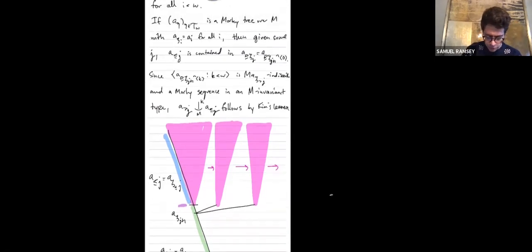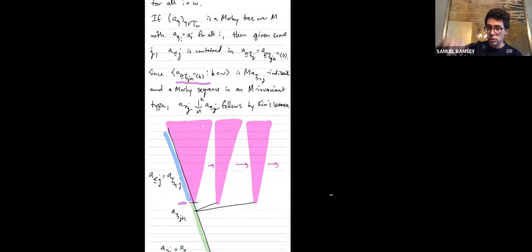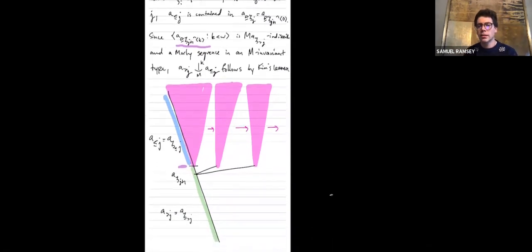So I said that here. If I look at this sequence of cones, A greater than or equal to zeta sub J plus 1 concatenated with K as K varies, that's M A zeta greater than J indiscernible, which is just a fancy way of saying that this sequence of magenta cones is indiscernible over the model together with this green bit that we have here in this picture.